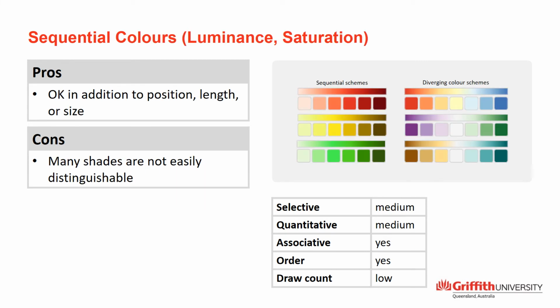Sequential colors, expressed in luminance or saturation, offer slightly better properties than color and thus can be used more widely. They are particularly useful if combined with other channels like position, length, or size. Yet the larger the number of shades used, the more difficult it becomes to distinguish between them.